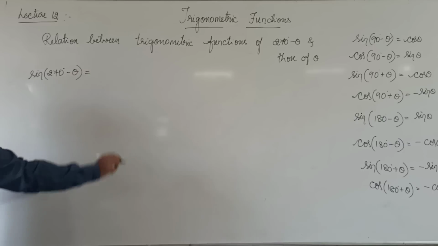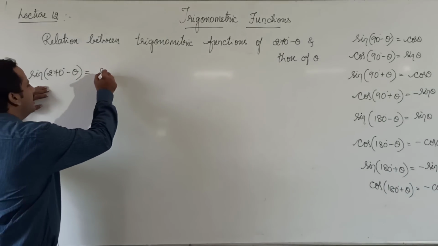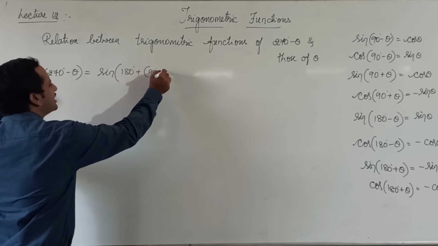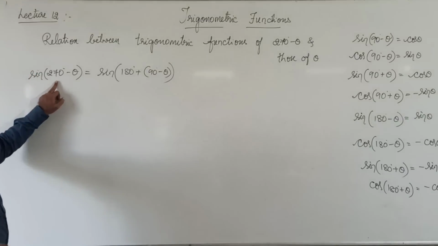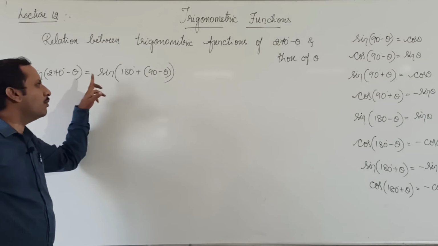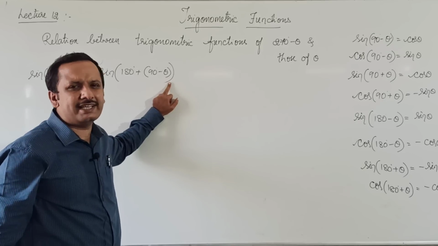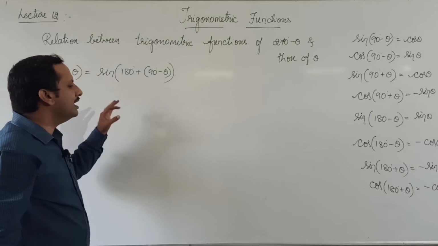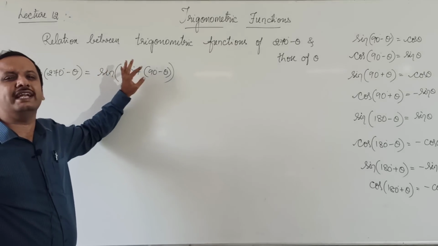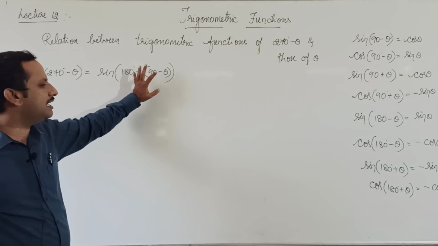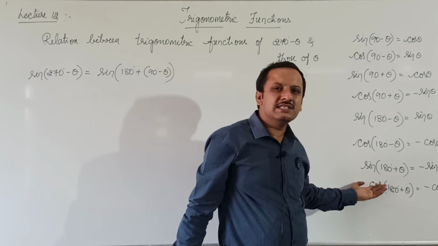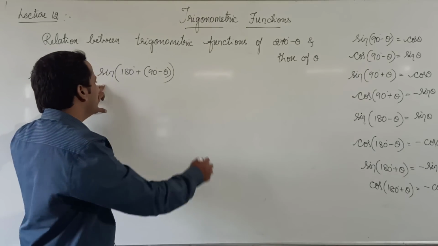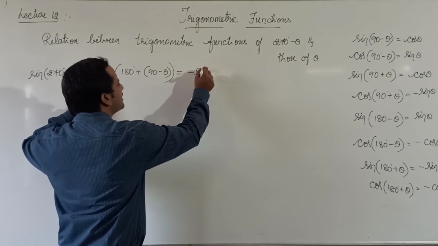Sin 270 minus theta. Here I will write 270 degree as 180 plus 90. So 270 minus theta, I am writing as 180 plus 90 minus theta. Now this looks like sin of 180 plus theta. Look here, sin of 180 plus theta is equal to minus sin theta. So this will give you minus sin theta.